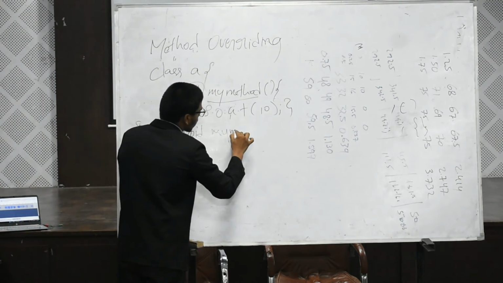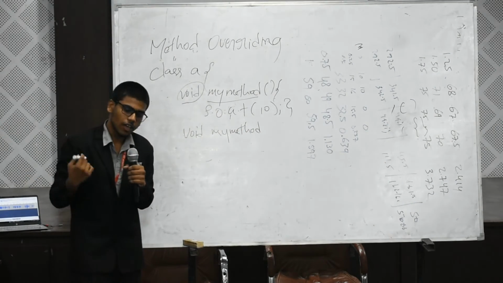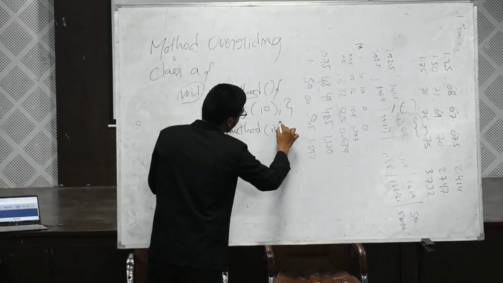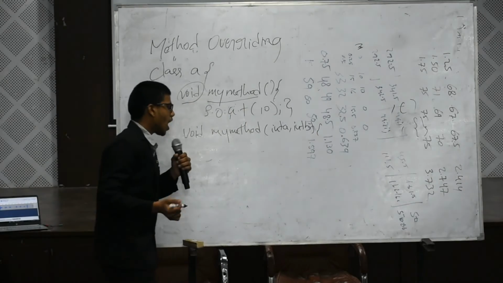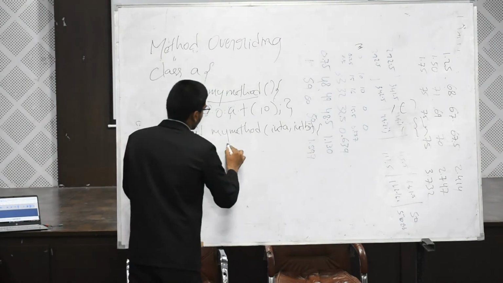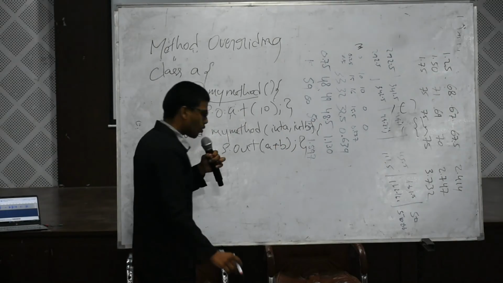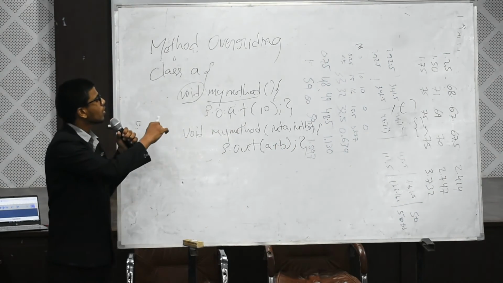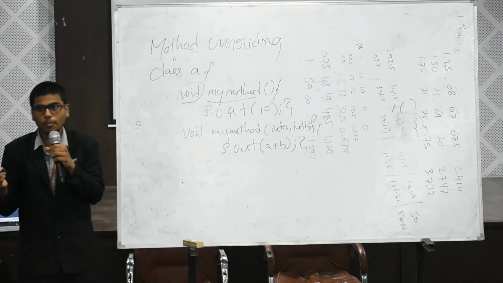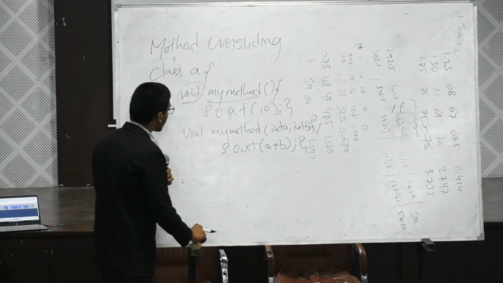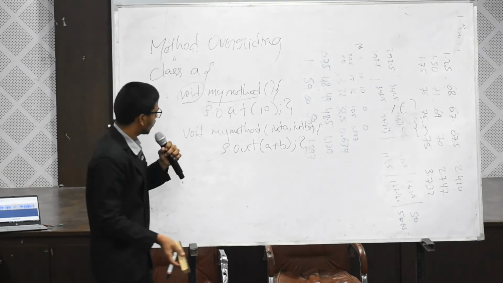Here myMethod of the same name. I am taking parameters, for example, int a, int b. I'm just printing its sum, so a plus b. Okay. It is not a static class, so I have to create an object regarding this. So I am writing a main class. It is a simple code.